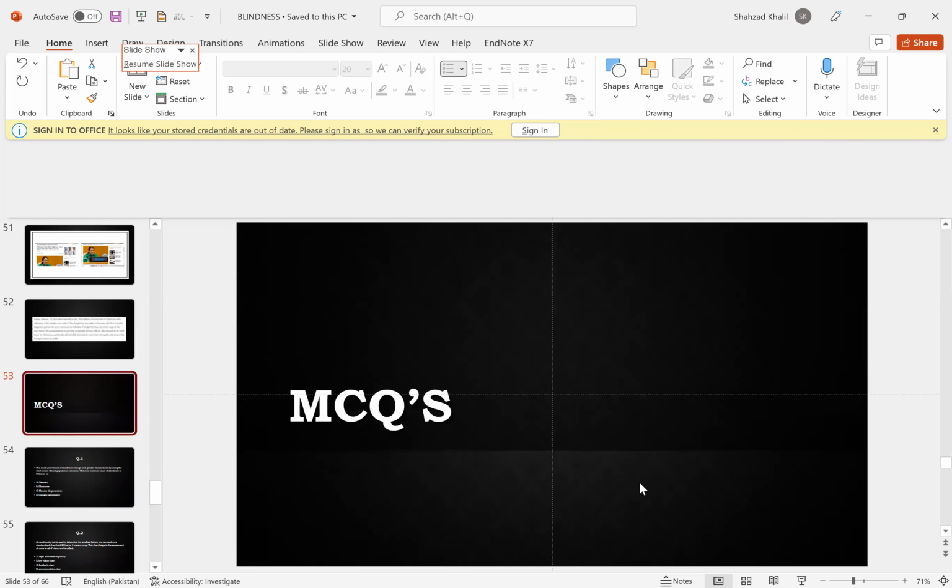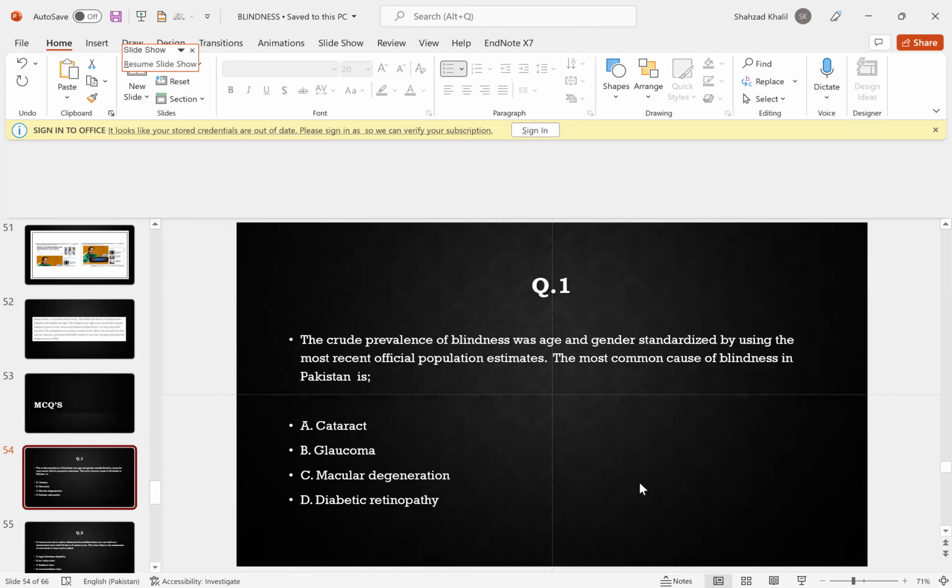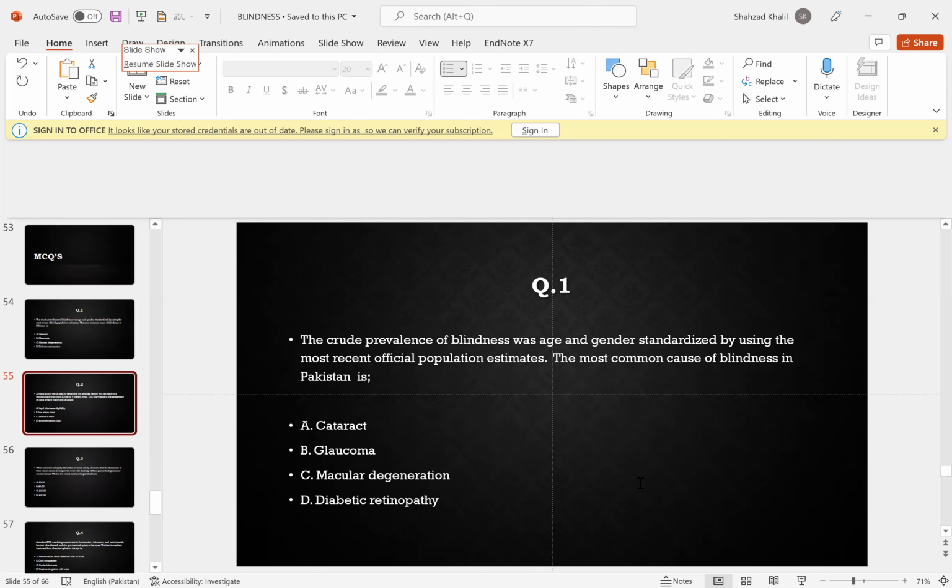Now moving towards the multiple choice questions. The crude prevalence of blindness was age and gender standardized by using the most recent official population estimate. The most common cause of blindness in Pakistan is cataract, glaucoma, macular degeneration, or diabetic retinopathy? A. Cataract. Yes, the correct answer is cataract.